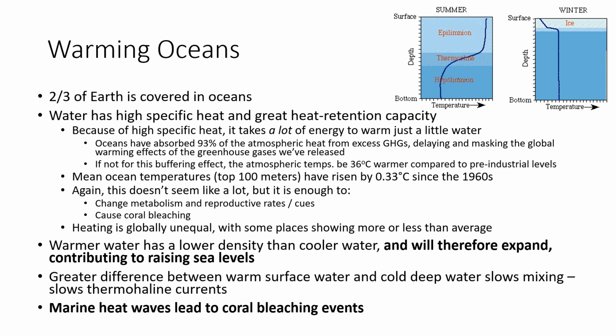So you may recall from biology class or chemistry class that specific heat is the amount of energy that it takes to raise anything by 1 degree Celsius. It takes a lot of energy to raise the temperature of water. In fact, the oceans have absorbed about 93% of all atmospheric heat from the excessive greenhouse gases. This has masked the warming effect, or buffered the warming effect, that we otherwise would see in the atmosphere. If it wasn't for that, the atmospheric temperatures would actually be 36 degrees Celsius warmer compared to pre-industrial levels.